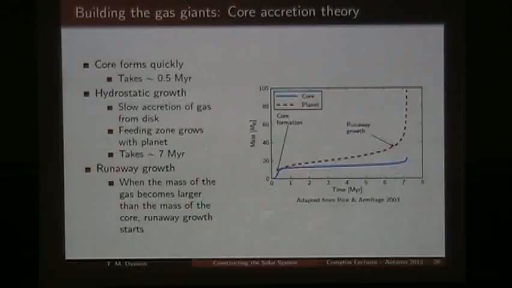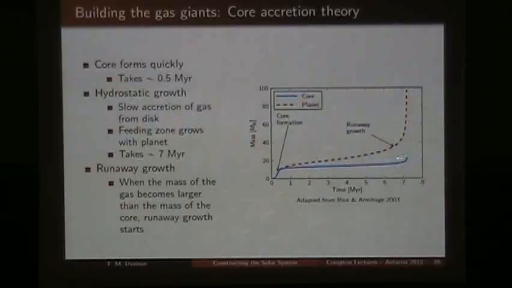Some simulations have been done of this to give us an idea of the timescale of these different events. And it's shown that the core can actually form quickly in around 500,000 years. And then over the next 6 or 7 million years, we start to accumulate the atmosphere onto the planet. The core doesn't grow that much during that time. When we get to a point, and that takes, as I said, around 7 million years, we're just growing from the feeding zone close to the planet.